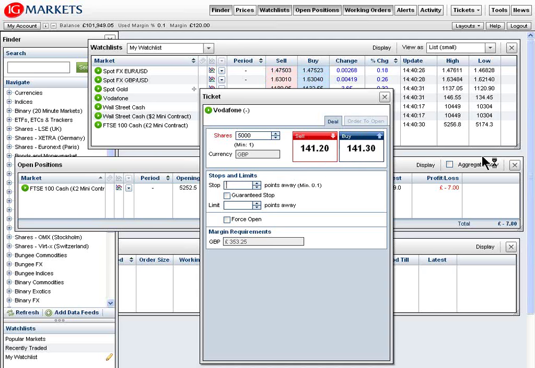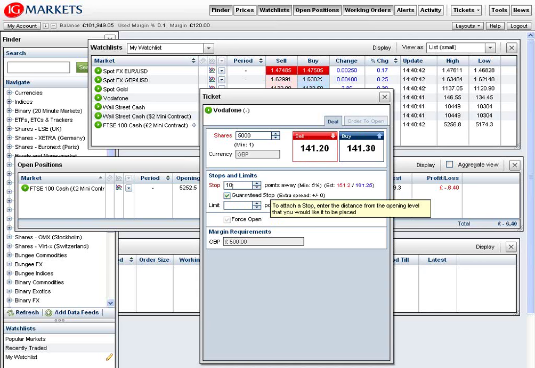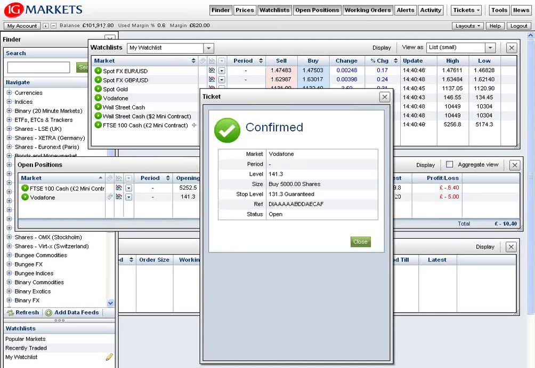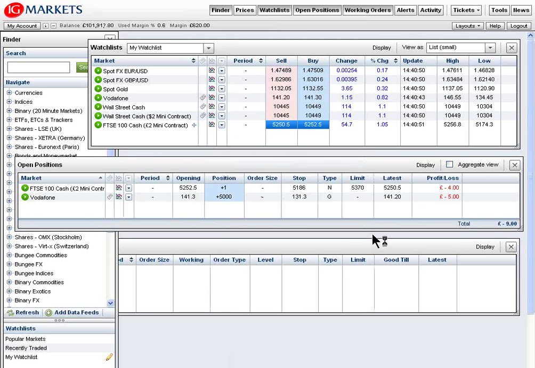We can put a stop loss on. Let's say we want a stop loss 10 points away, so it's going to go in at 131.25. And we're going to make that a guaranteed stop loss. So this is another option you have when it comes to managing risk. If you click on submit, that's it. That trade is now done. And you'll see there's my stop loss there. I bought Vodafone at 141.3, 5,000 CFDs, stop at 131.3, and G shows guaranteed stop loss.